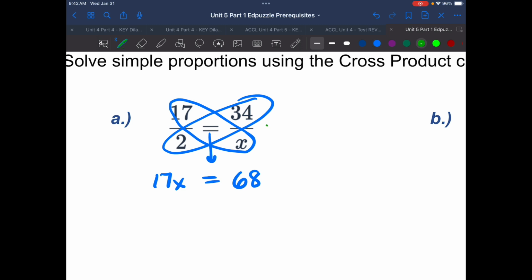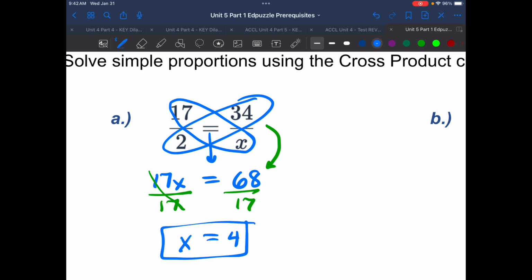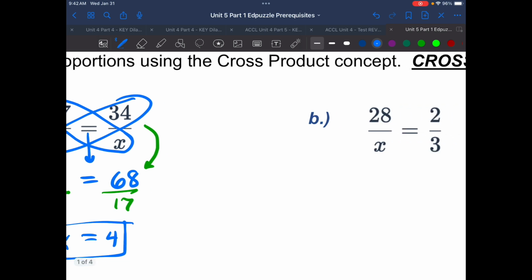Guys, really importantly, when you're done cross multiplying, the fractions are gone. And now we have a nice simple one-step equation. How do we get x alone? Well, this is 17 times x, so we're going to divide both sides by 17, giving us x equals 4. Okay, let's head over to the next example.